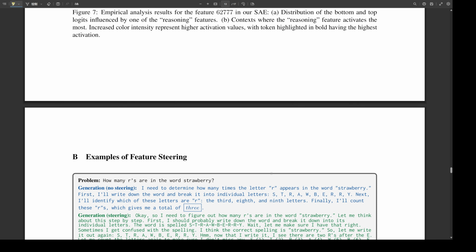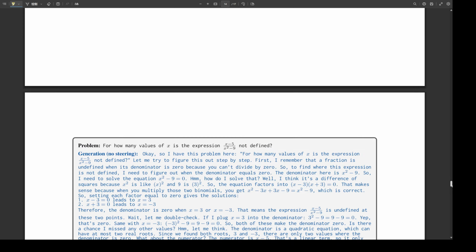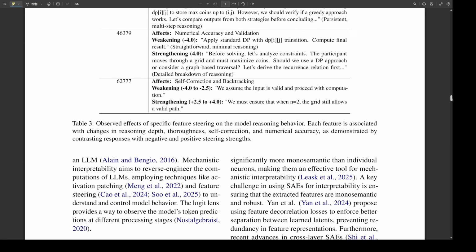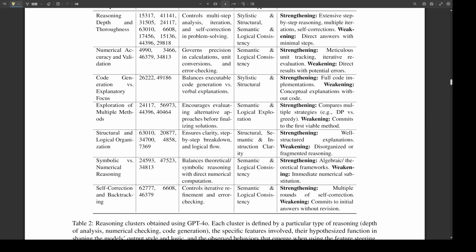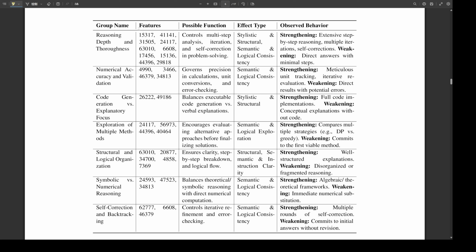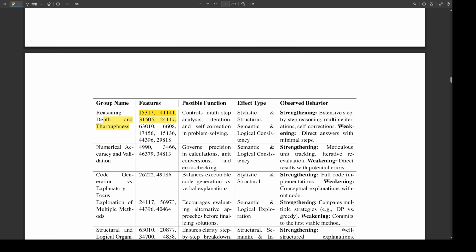Wow, okay. And so Table 2 in their paper actually summarizes all of the different reasoning clusters that they identified through the steering process. So these are groups of features that, when you steer them, seem to influence specific aspects of reasoning. Exactly. So for example, they found a cluster of features that, when steered, seemed to influence the depth and thoroughness of the reasoning, and another cluster that influenced numerical accuracy and validation. And yet another cluster that influenced self-correction and backtracking. So this is really cool.